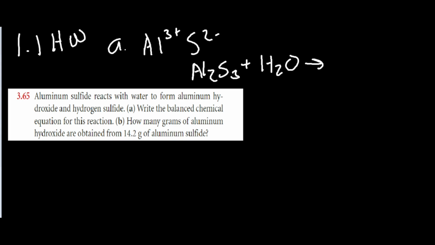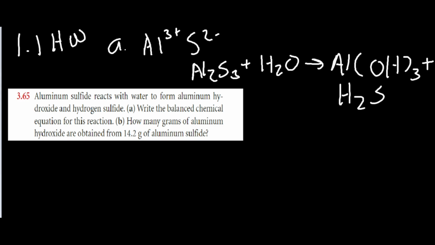And then in your products, you're going to have aluminum hydroxide and hydrogen sulfide. Again, you know that aluminum has a 3+ charge, and hydroxide, you should know, has a -1 charge. So we write this out as Al(OH)3 because there are 3 OHs to balance. And then finally, for your hydrogen sulfide, you know that sulfide has a 2- charge and hydrogen has a +1 charge, so you're going to need 2 hydrogens, and you have H2S. And this is going to be your incomplete chemical equation. The balanced equation is 6 waters, 2 hydroxides, and 3 hydrogen sulfides.